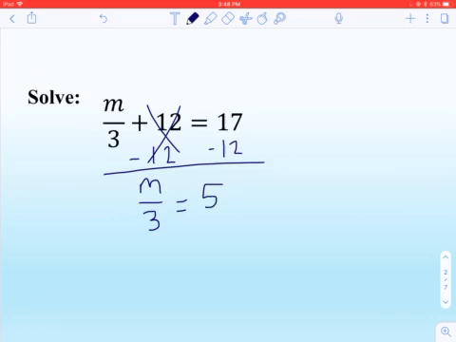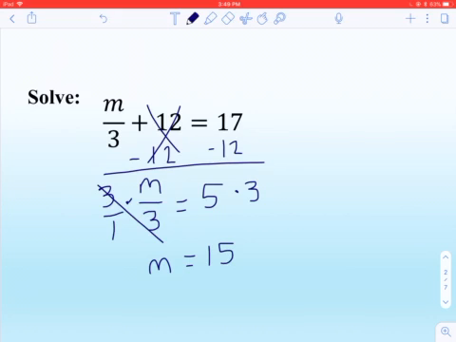Now, remember when we did the one-step equations, when we had a division problem, we do the opposite, and we're going to multiply both sides by the number that's being divided. So we're multiplying these by 3. Remember we said if you want to put 3 over 1, you can. That's your option. The 3's cancel out because 3 divided by 3 is 1. So that's 1 times m, which gives me m. 5 times 3 is 15.